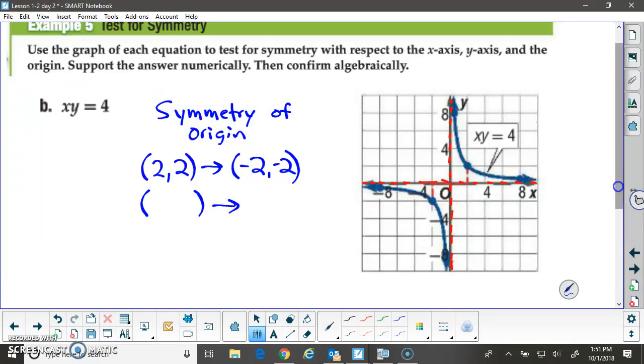Let's come up with another coordinate point. This coordinate point would have 1, 4. And if it had 1, 4, it should also have -1, -4. And you can see both of those points exist. Right here is 1, 4. And -1, -4 would be located right there. So that's how we're going to, again, support the answer numerically. We're not going to confirm it algebraically.